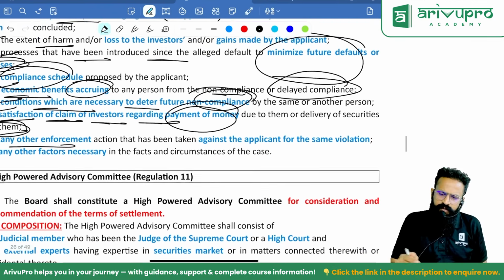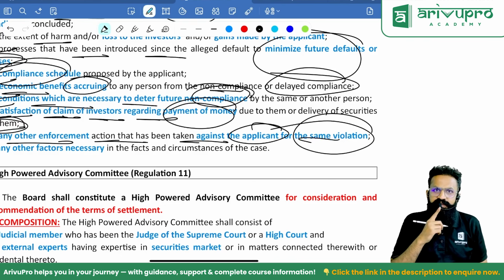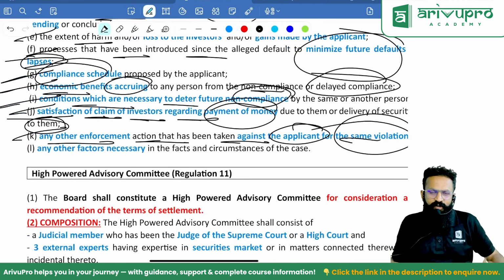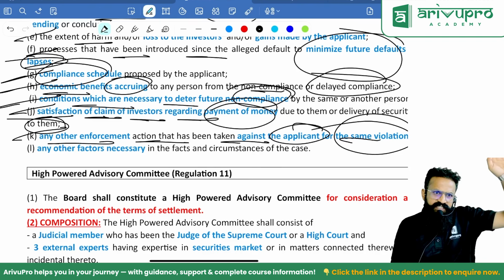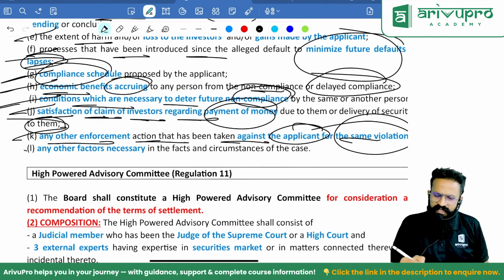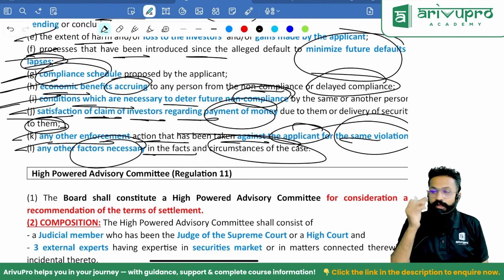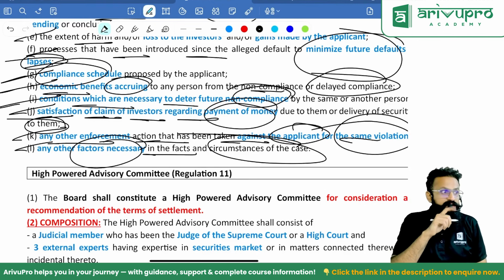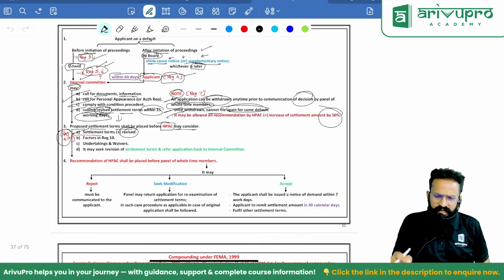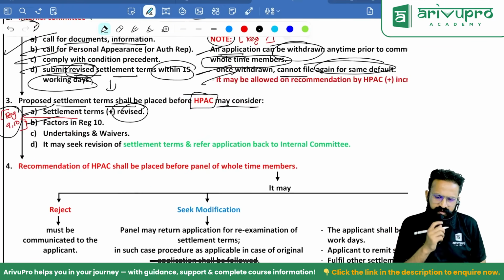Any other enforcement action that has been taken against the applicant for the same violation, meaning what? Not only me, right? There are others. Now I told you, PwC, the Securities Exchange Commission is also taking action against them. I'll keep that also in mind. Any other factors necessary in the facts and circumstances of the case, I'll keep all these things in mind when I'm deciding the penalty. Is this clear, all of you? Yes? Okay. Give that a read. All generic things they have given you, but try to understand. The factors are given in Regulation 10.